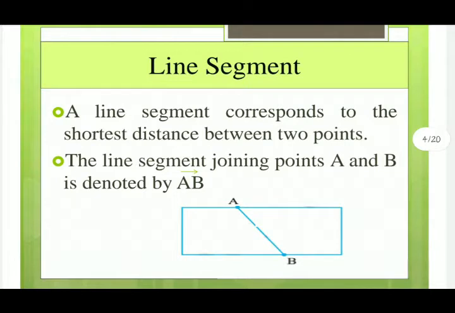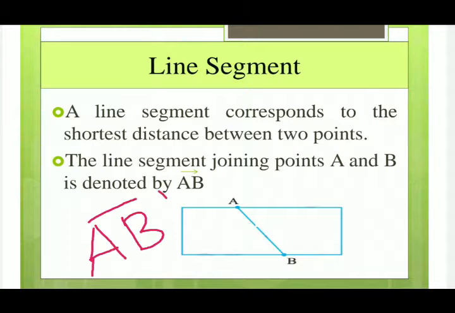Now line segment. A line segment corresponds to the shortest distance between 2 points. Any 2 points are given to you and the shortest distance between that 2 points is called the line segment. The line segment joining points A and B is denoted by AB. You have to write down AB as A, B. After that, only a single line you have to draw on it. This is the line AB, denoted like this way.